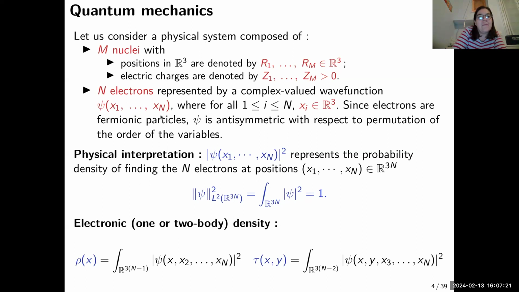x1 up to xn. Sorry, before I proceed, can you see the arrow here that I'm moving? Yes, you can see it, right? Yes. Okay, thank you.